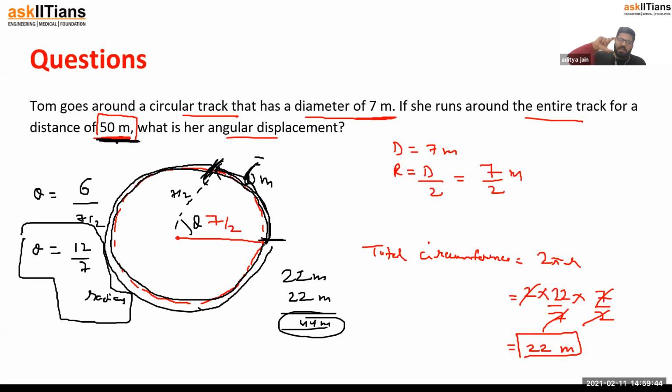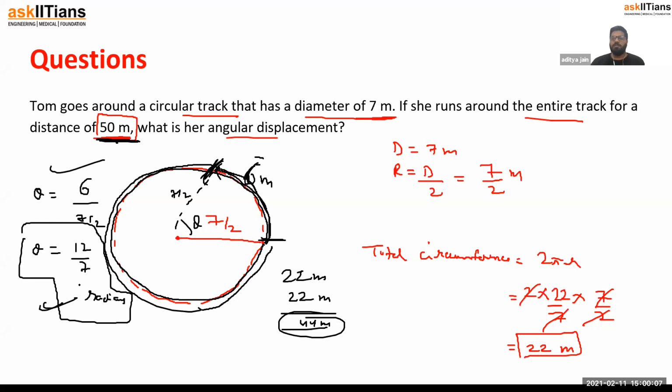Now the remaining 6 meters she has to travel. And you know in 6 meters she cannot complete the circular track. So you have got the arc length as 6 meters, the remaining distance. You have got the radius as 7 over 2 centimeters. So what should be the angle? It will be given by the relation angle equals arc by radius, that is 6 over 7 by 2. So that will give you 12 by 7 radians.